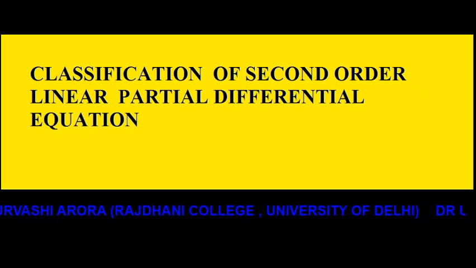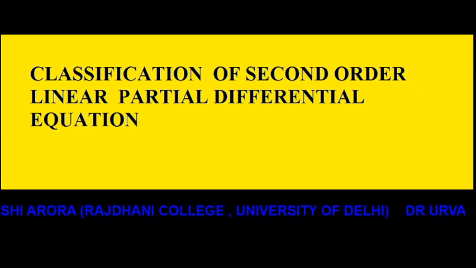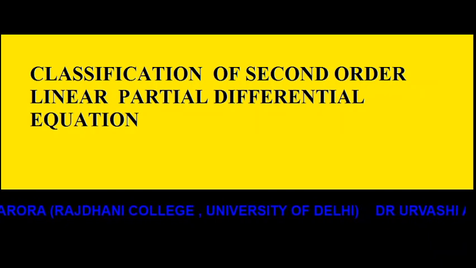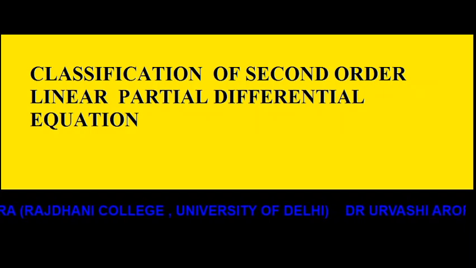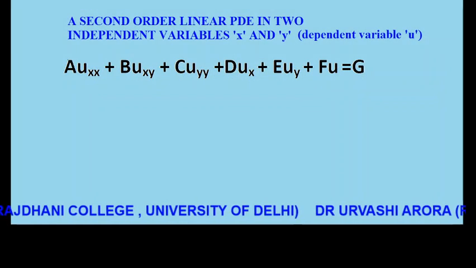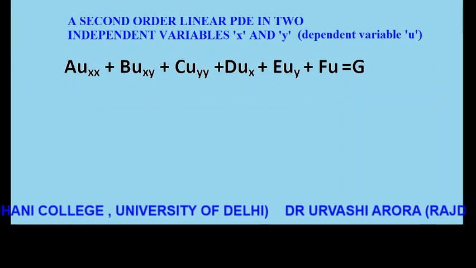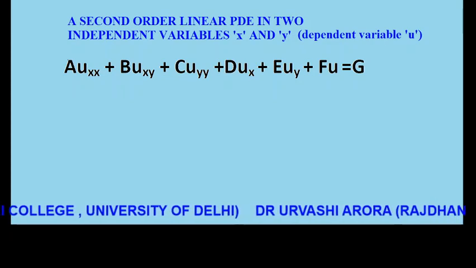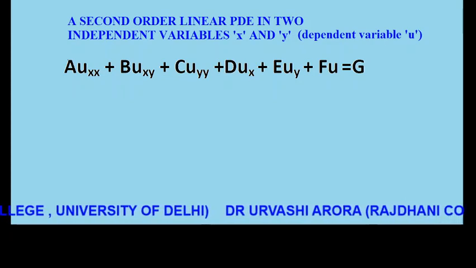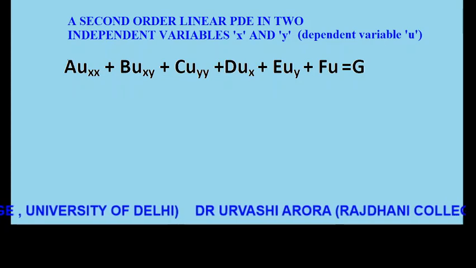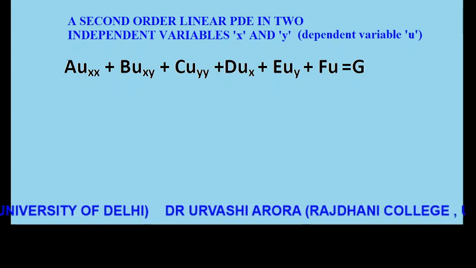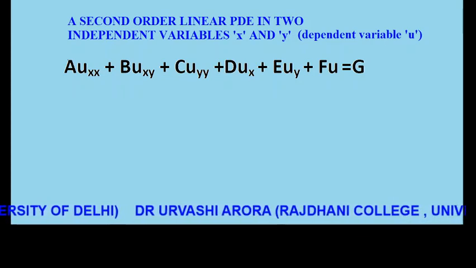In this video lecture, I am going to explain to you how to classify a second order linear partial differential equation. Now, we consider the simplest case when the number of independent variables in the given second order linear partial differential equation is 2. The independent variables we are denoting as x and y, and the dependent variable is u.